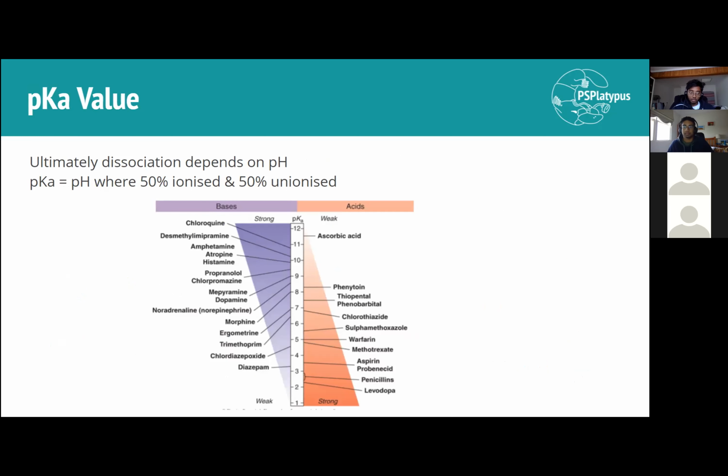And we have this idea called a pKa. And what a pKa is, is just the pH of a substance when 50% of it is ionized and 50% of it is unionized. And we use this value to understand what sort of effects the drug is going to have in terms of moving across membranes in different parts of the body. But yeah, that's pKa.